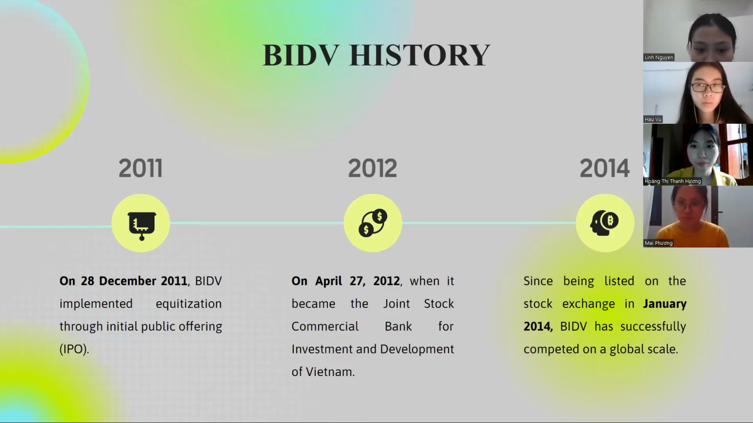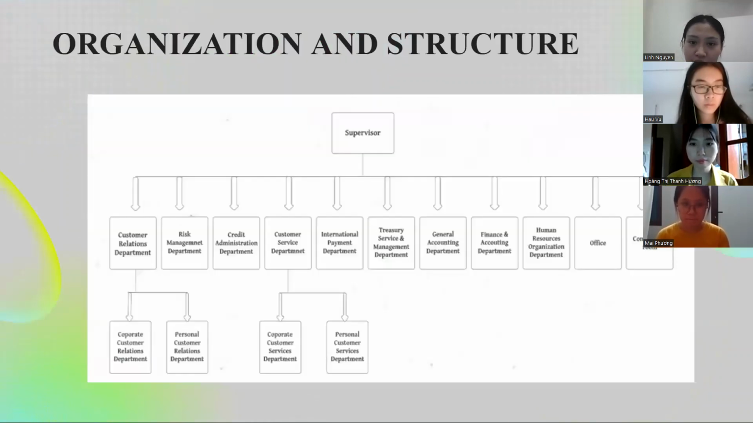BIDV has been listed on the stock exchange under the code BID since January 2014, operating effectively in the international competitive market environment. And during the periods, BIDV comprehensively completed its business targets, strengthening competitive capacity and becoming the leading commercial joint stock bank in Vietnam with sustainable development. And we move to the organization and structure of BIDV.